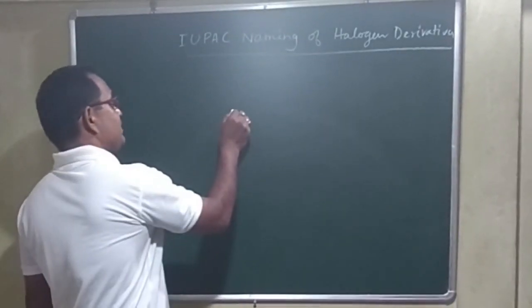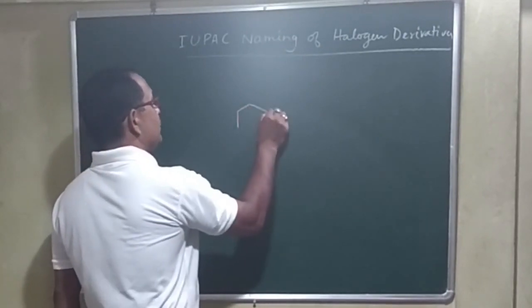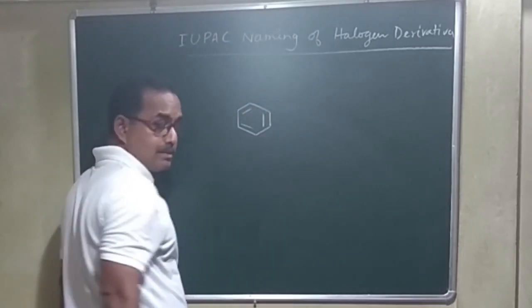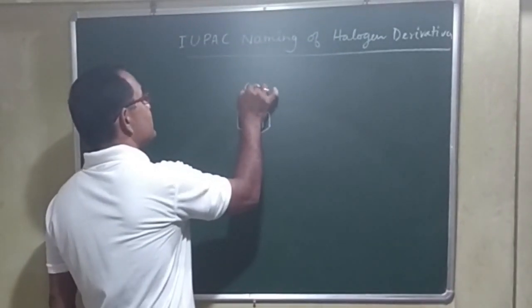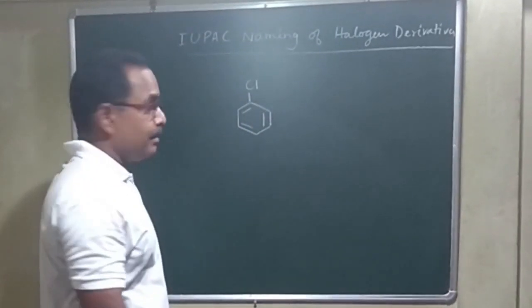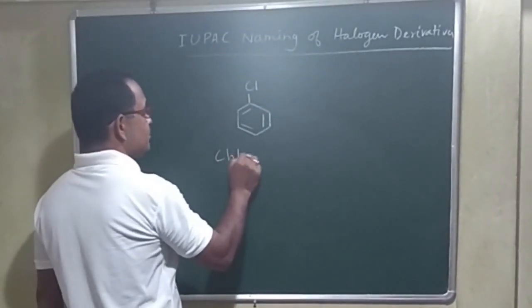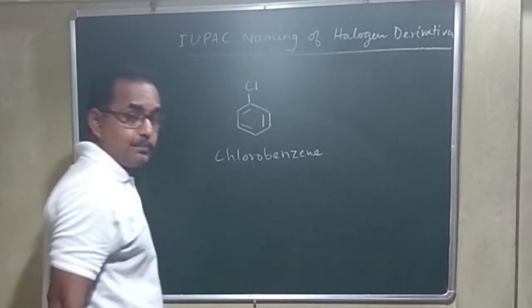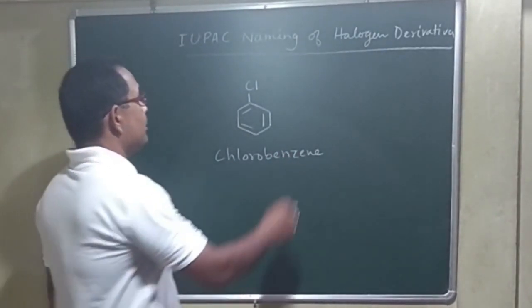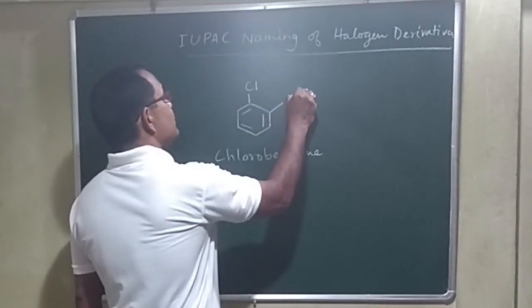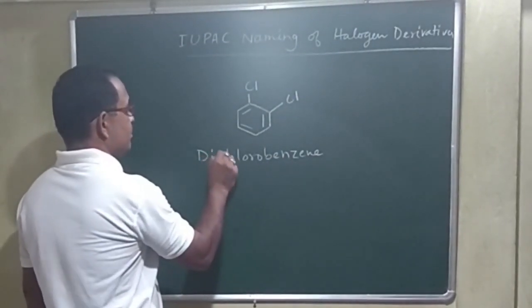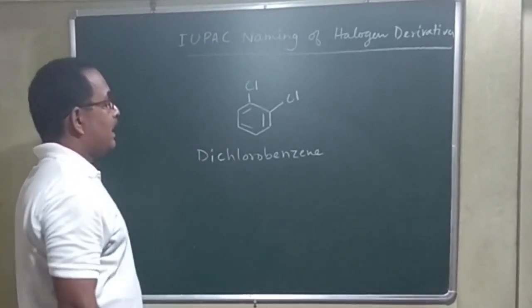Okay. In case of aromatic compounds, we all know this is benzene. If there is a halogen atom, say chlorine here, what will this be? This is chlorobenzene. If there are 2 chlorines, this will be dichlorobenzene.